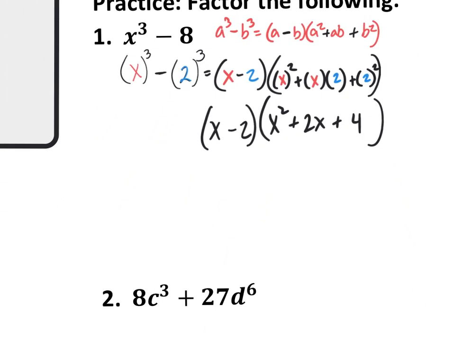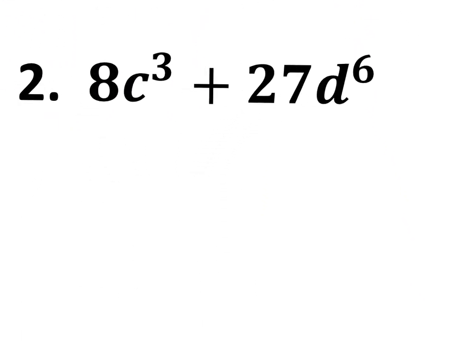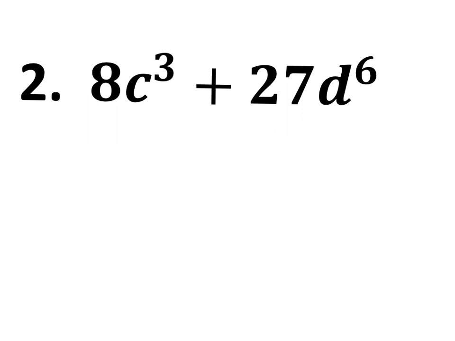So that was a difference of two cubes. Right here, believe it or not, we have a sum of two cubes. Now, how could I identify this? Like I said, get comfortable with those perfect cube numbers. The number 1 is a perfect cube number, the number 8, the number 27, the number 64, the number 125, and of course, if you need higher ones, just do 6 times 6 times 6, and it'll give you that perfect cube number. But anyways, we have 8c to the third and 27d to the sixth.